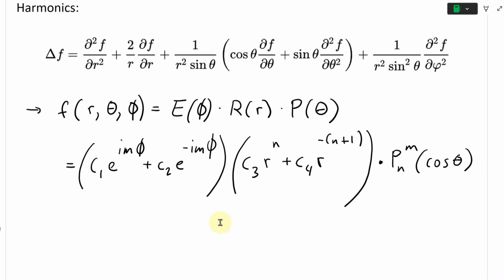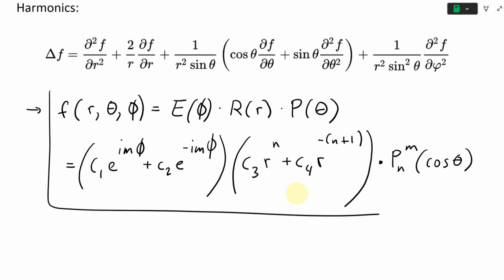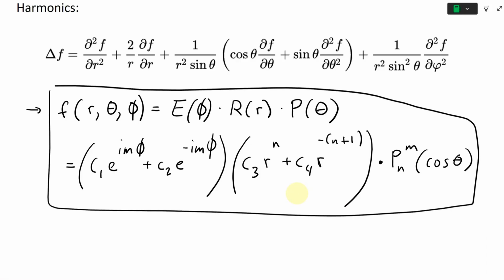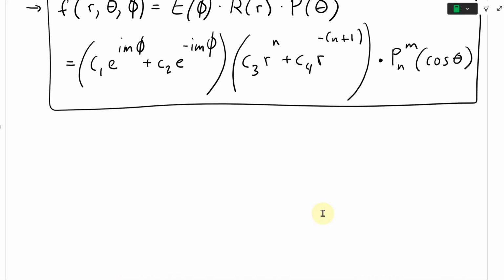And here I move this over to this side. What I'm going to do is box this whole thing out, because this is our solution. And for completeness, let's put in our P_n^m, our associated Legendre function. So t is equal to cosine theta.